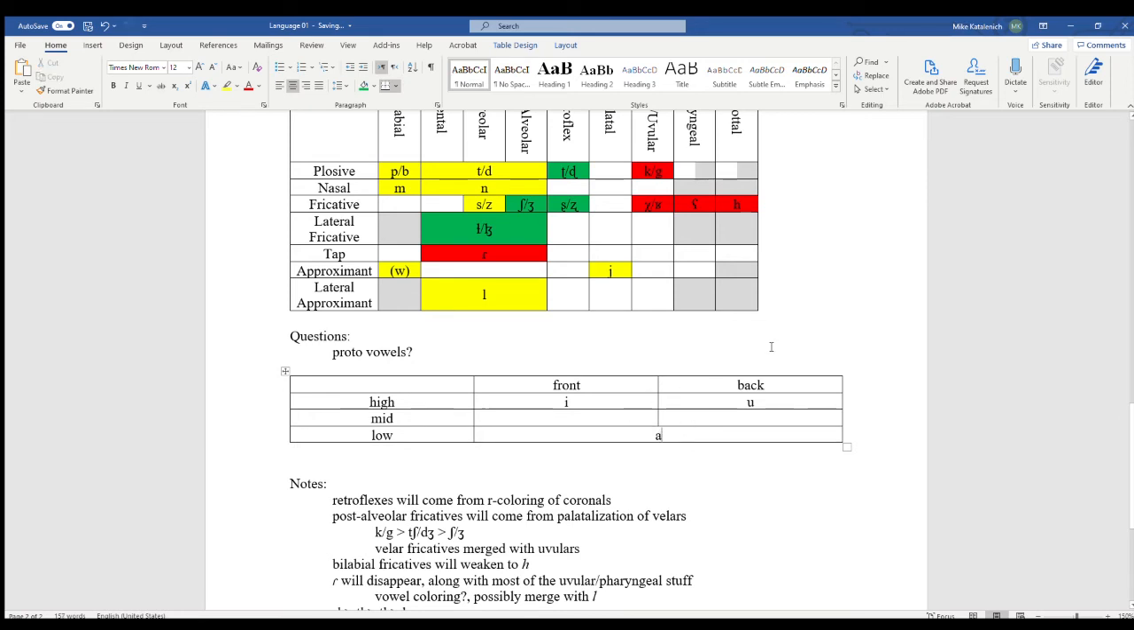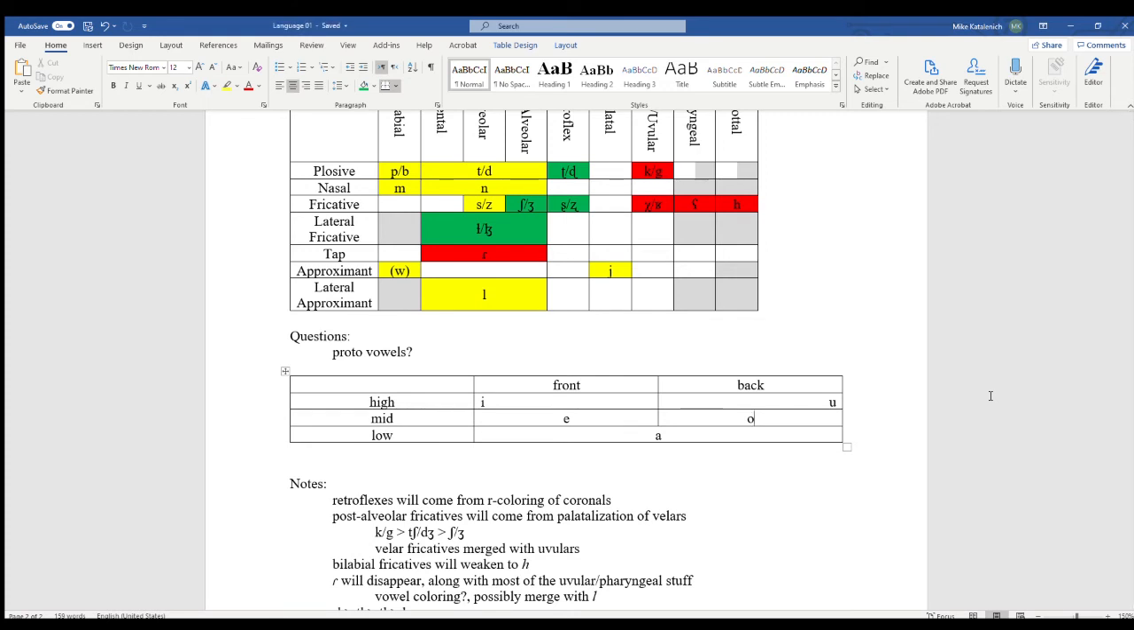And now the decision comes. I usually, in a proto-language, either start with a five-vowel system or a three-vowel system. And I don't know which one I want right now. I had also wondered about doing a six-vowel system with phonemic schwa. Let's see here. Actually, I should do that. If I were doing a five-vowel system, there would be five vowels.